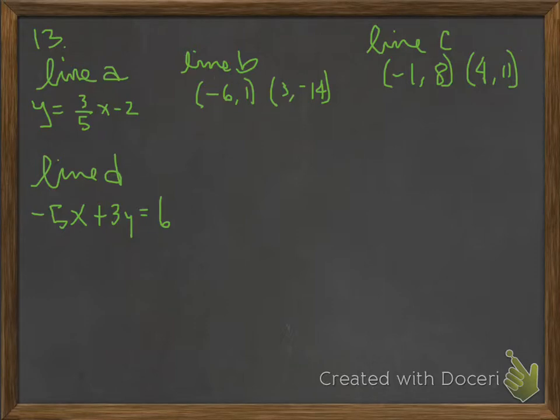What is the slope of line A? And hopefully you said 3/5. The slope of line A is indeed 3/5 because that line is given to us in slope-intercept form. Line B, we've got a line that passes through the point -6,1 and a line that passes through the point 3,-14. So we need to find the slope of that line. Let's use our slope equation. I'll write it down here. Slope equals y2 minus y1 over x2 minus x1.